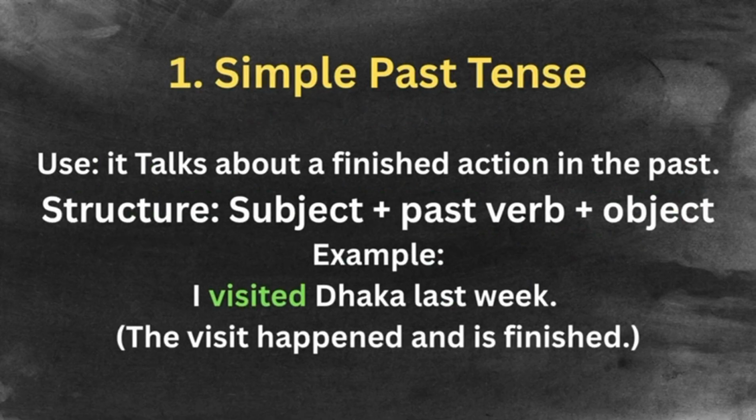1. Simple past tense. It talks about a finished action in the past. Structure: subject plus past verb plus object. Example: I visited Dhaka last week. The visit happened and is finished.